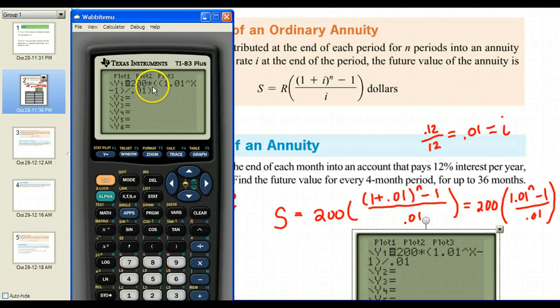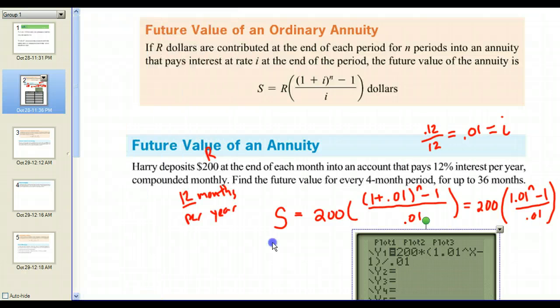But this outer parentheses group here is not necessarily needed. Alright, put it in there if it makes you feel comfortable with it, to make it look like this formula. But it's not necessary. Okay, now we're going to use this and we're going to come up with the table.